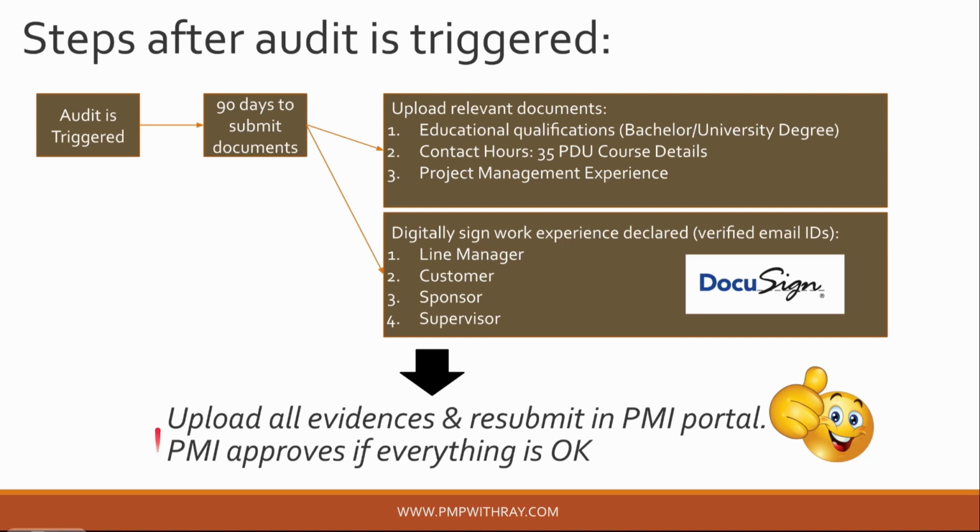Now once you have uploaded all the evidences and resubmitted the query of an audit on the PMI portal, PMI should respond back to you within 7 to 10 business days, maybe even quicker, if they find everything in order. Okay, now if that's the case, they straight away approve your application and now you are good to go to book an exam slot.